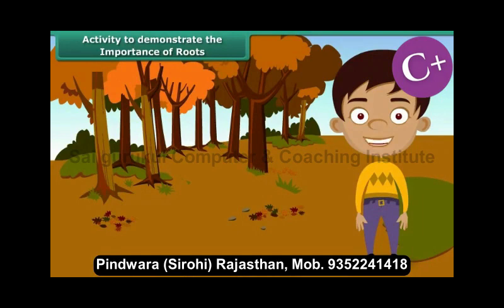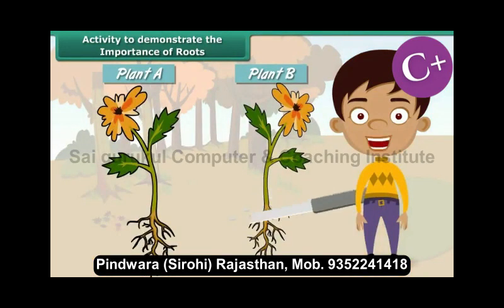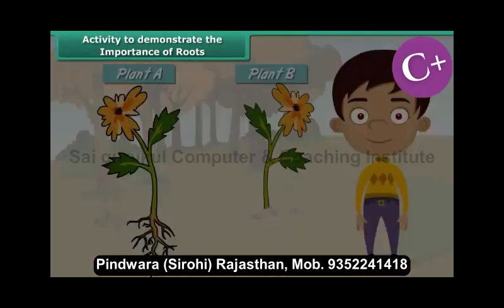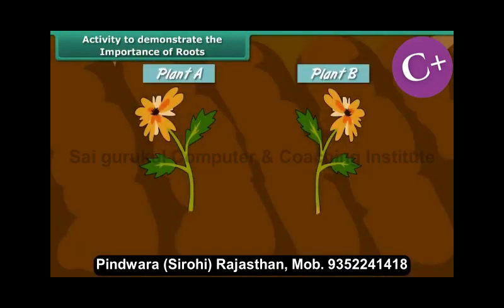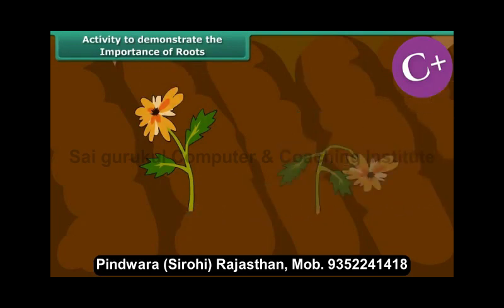Let us perform an activity to demonstrate the importance of roots in the life of a plant. Take two plants, A and B. Cut off the roots of plant B. Plant both the plants A and B in the soil and water them every day. After a few days, plant A appears as healthy as it was on the first day, whereas plant B appears wilted.